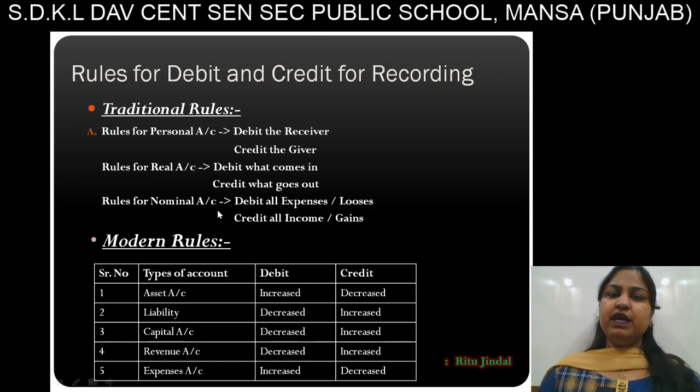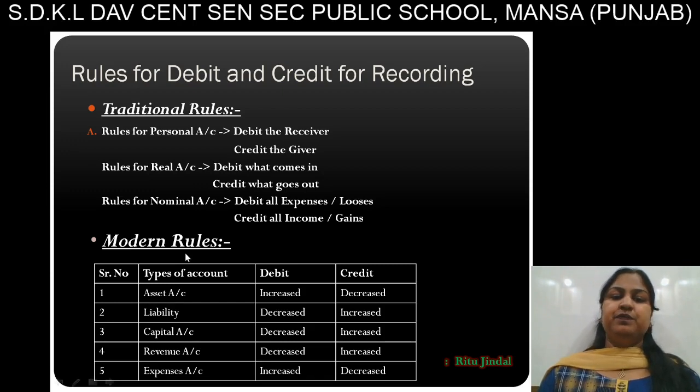Rules for nominal account. Nominal account is related with the expenses, losses, incomes and gains. Whenever there are expenses and losses, the account of expenses and losses should be debited. And if there are incomes and gains, the account of income and gain should be credited. So personal account: debit the receiver, credit the giver. Real account: debit what comes in, credit what goes out. Nominal account: debit all the expenses and losses, credit all the incomes and gains.